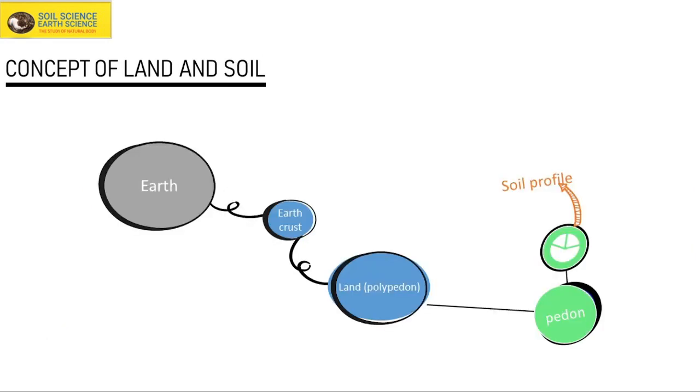Let's understand through this diagram. The earth consists of the earth crust. The earth crust consists of land, and the land is nothing but dissimilar polypedons. The similar polypedon is known as the soil individual, which consists of pedons, which are somewhat similar to the soil profile.